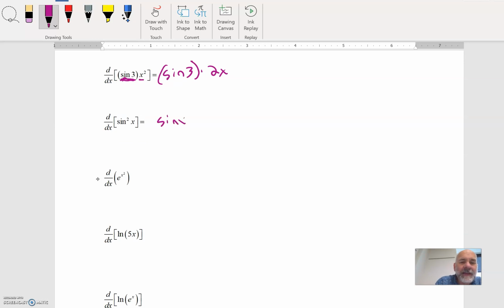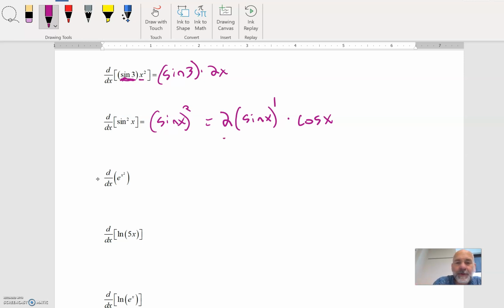Next one, okay, I've got to think of this. This is sine of x squared. So the outside function is squared. The derivative of that is multiply the 2 down, drop the exponent by 1, but the chain rule says leave the inside alone at first, and then do the derivative of the inside, which is cosine of x.